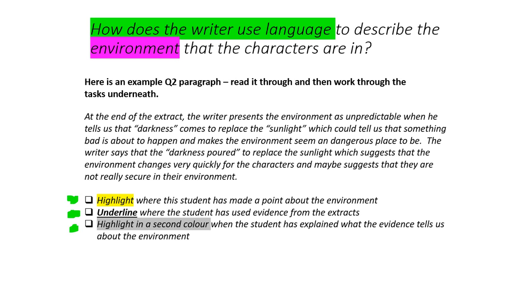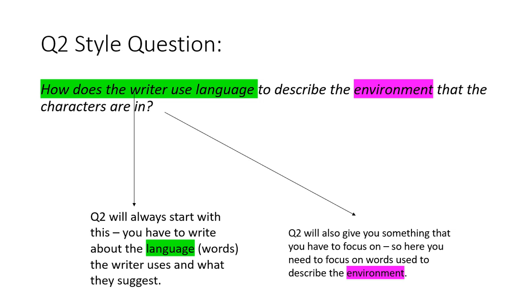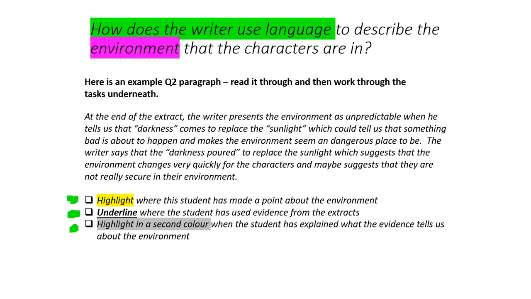Now, the question that we used last time: how does the writer use language to describe the environment that the characters are in? What we want to do is think about the words that are used to describe the environment, but really go into depth and detail when we talk about what that evidence tells us. In many ways, what we're doing is similar to the work we do in literature questions. We take words that authors have used and we see what the impact of these words is. All right?